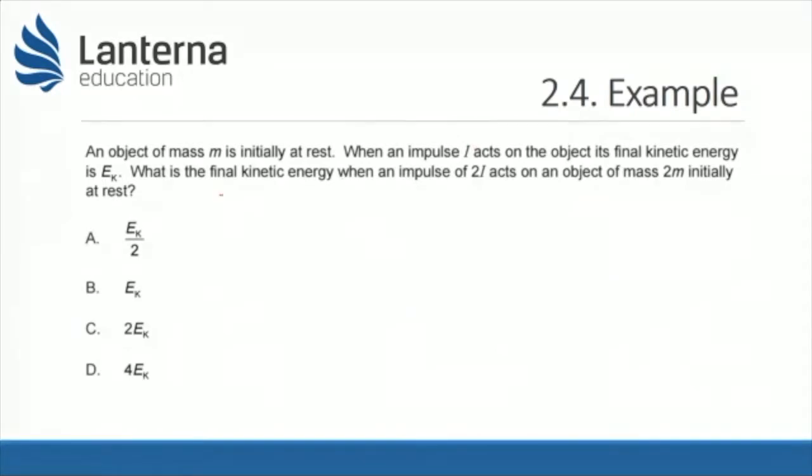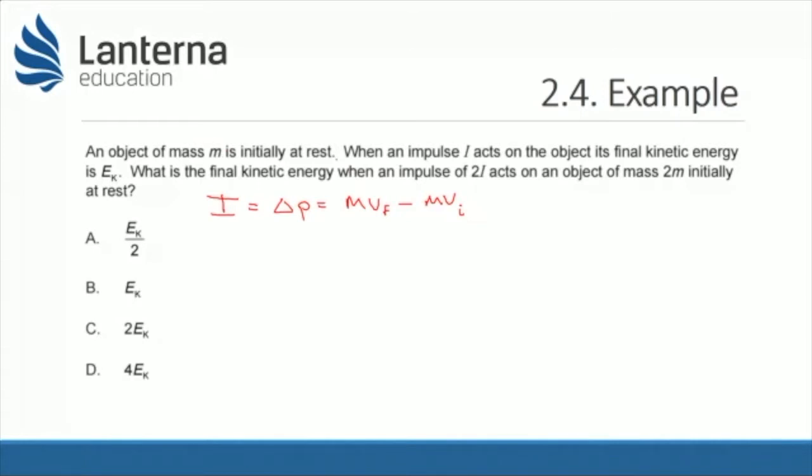Well, I know that impulse is equal to the change in momentum. And I know that the change in momentum is equal to mv final subtract mv initial. So I'll put an F for final and an I for initial here.